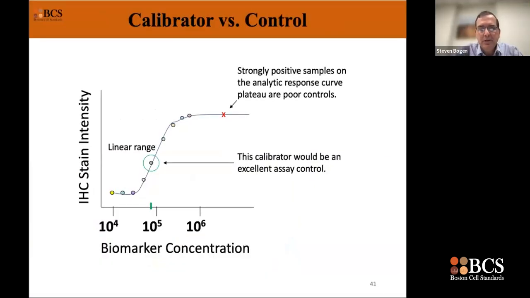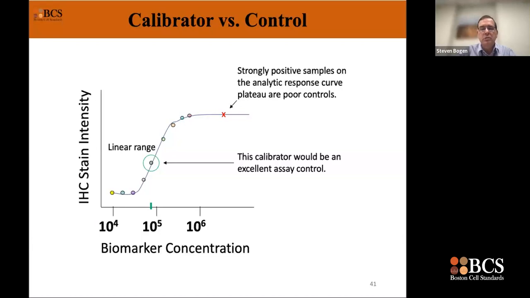Closing out the section about calibrators, this graph is useful in illustrating the difference between a calibrator and a control. Controls and calibrators are made of the same materials. They're both formalin fixed. So to illustrate, here is a typical analytic response curve that's generated with calibrators. A positive control could be a single calibrator with a concentration in the linear range. I've circled it here, as you can see with green.